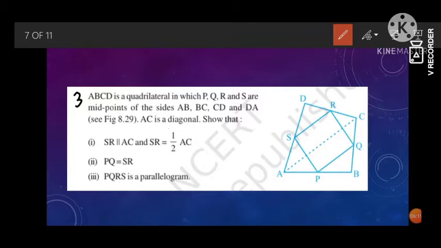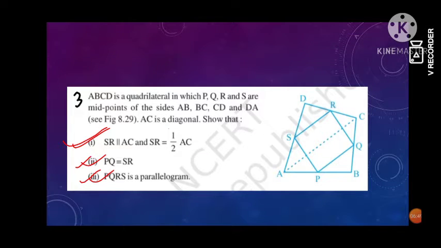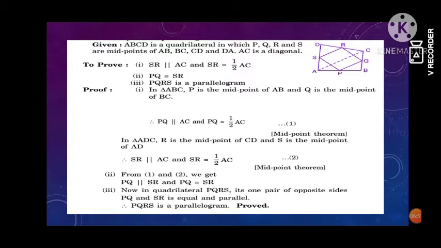Next, let us discuss question number 3. ABCD is a quadrilateral in which P, Q, R and S are the midpoints of the sides AB, BC, CD and DA. AC is a diagonal. We have to prove SR is parallel to AC, SR is equal to half of AC, PQ is equal to SR, and PQRS is a parallelogram. So these are the subparts that we have to prove.